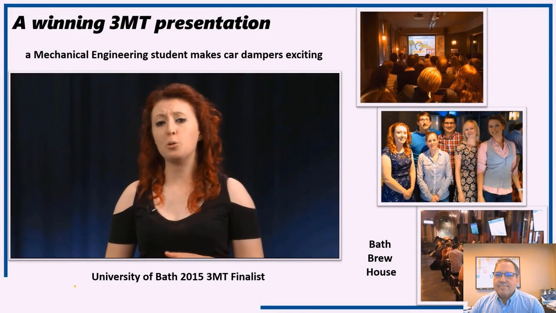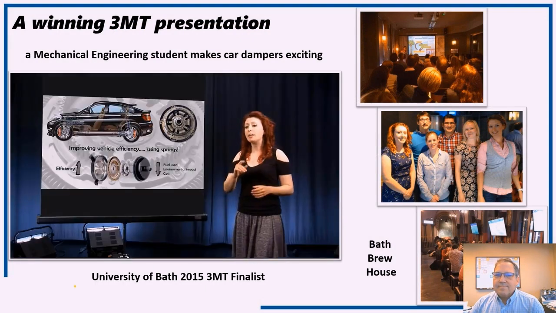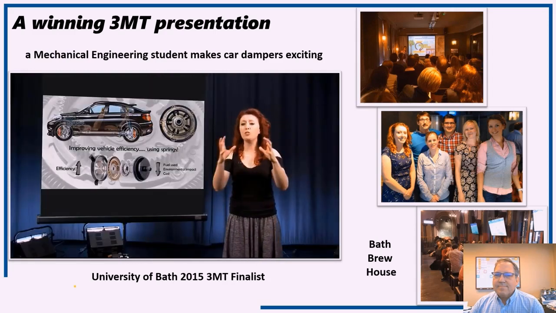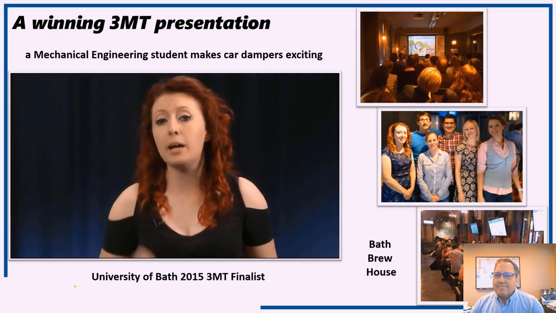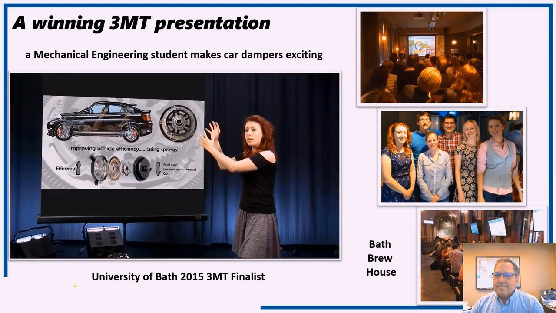Hi, today I'm going to talk to you about improving vehicle efficiency using springs. I'm looking at torque converter dampers. A torque converter allows us to transfer power from an engine through the gearbox and to the rest of the vehicle. It transfers the maximum amount of power and is at its most efficient when the two halves are locked together.